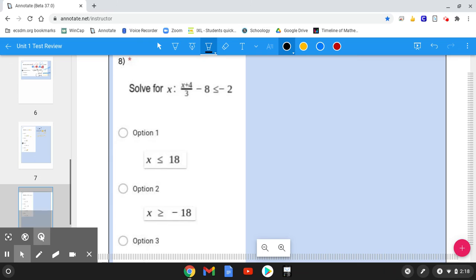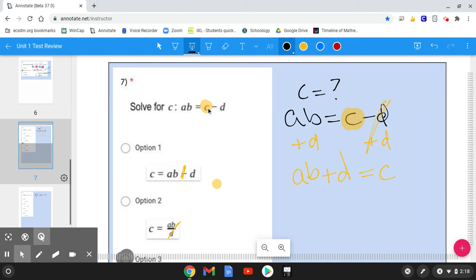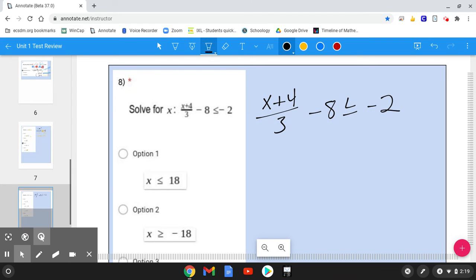Now let's look at number 8, solve for x. The rules that we just did for number 7 are still the same rules here. We're trying to get x by itself. But we now have an inequality. That's okay, the rules don't change. X plus 4 over 3 minus 8 is less than or equal to negative 2. So even though here we're solving an inequality, it's still the same steps as when we're solving for different variables. We're still adding, subtracting both sides, multiplying, dividing, trying to get a variable by itself. So we're trying to get x by itself.